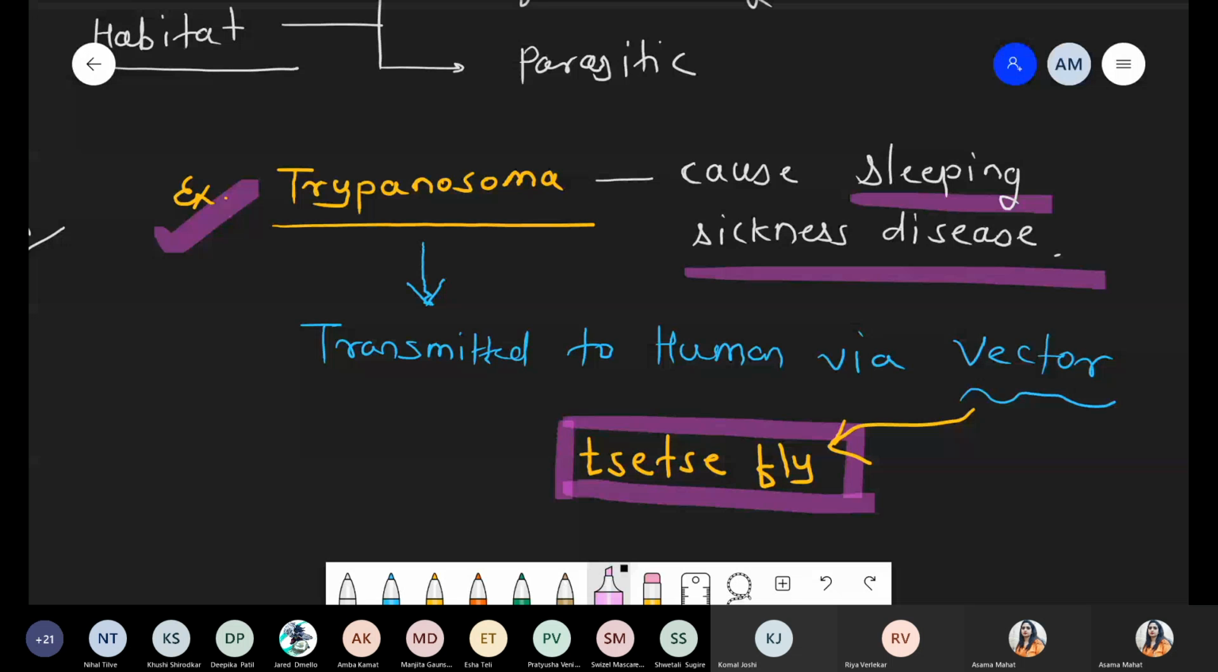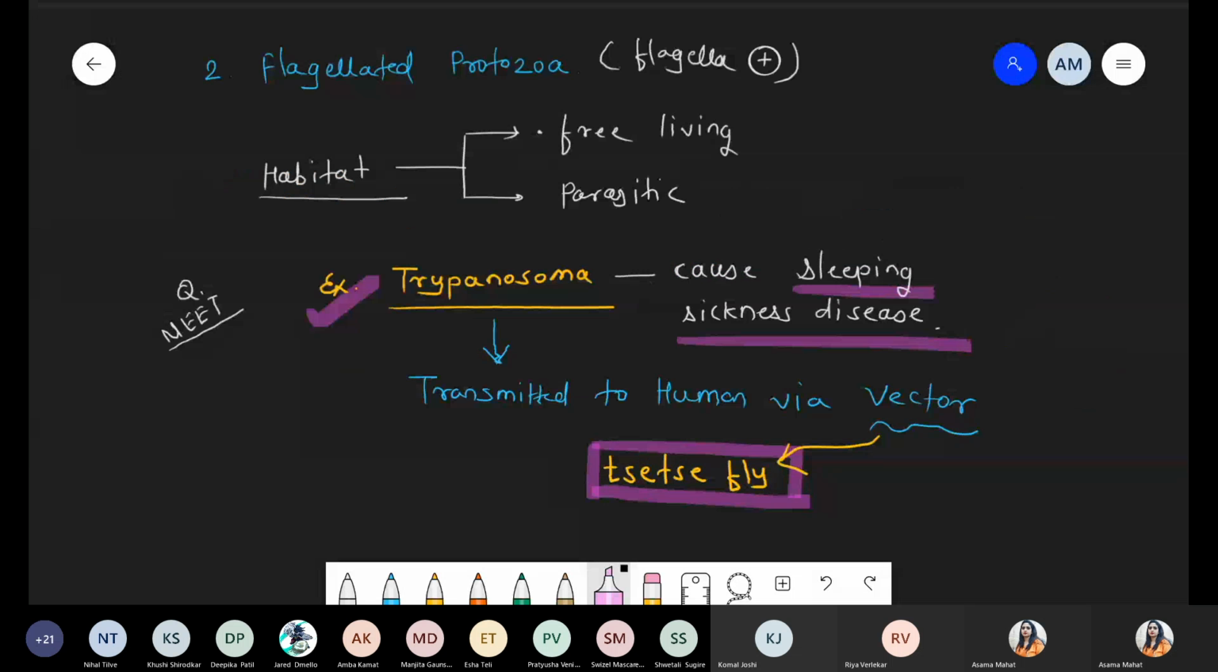So that is the part with respect to flagellated protozoa. This point is clear, everyone? Okay, now we are talking about the third point, ciliated protozoa. Remember this point: which example is a flagellated protozoa and which example is a ciliated protozoa. So please make sure of that point.